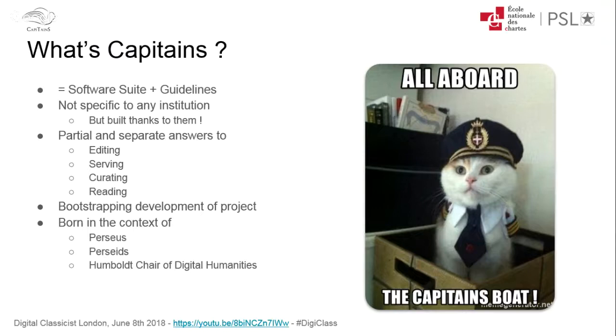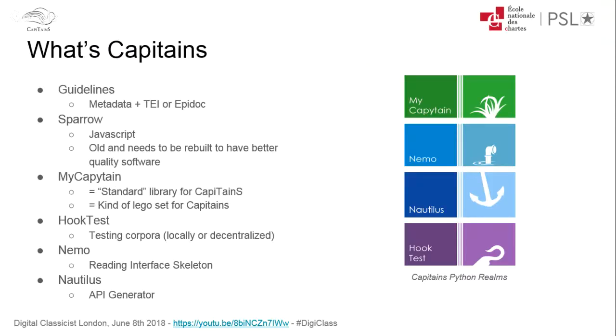Because it was born in the context of Perseus, we originally focused on CTS, Canonical Text Services, as the main data model for the whole toolset. We have been moving away from it for the past 2 years, and we will discuss it later in the talk. As a short introduction, though, here is a list of the main software or tools we built.